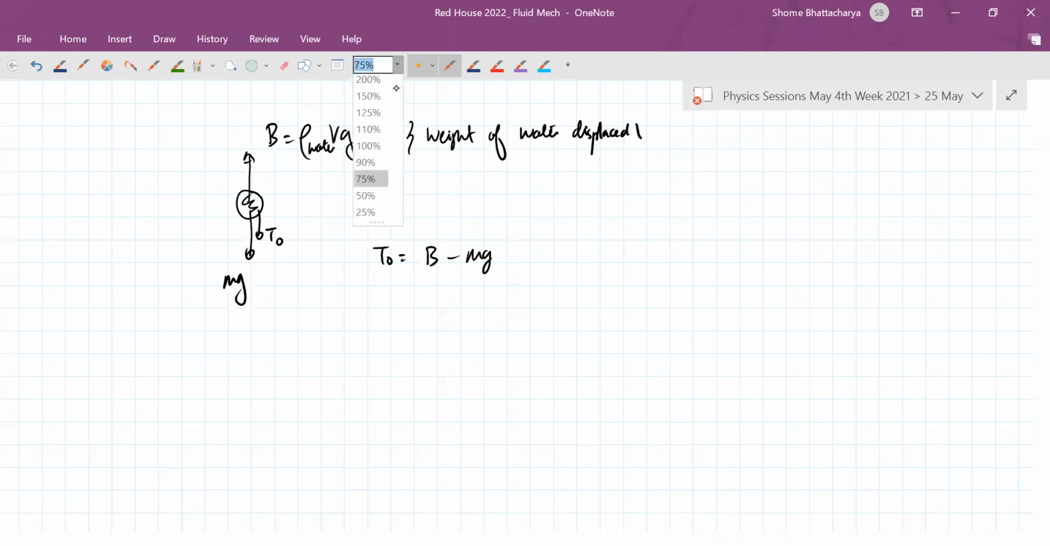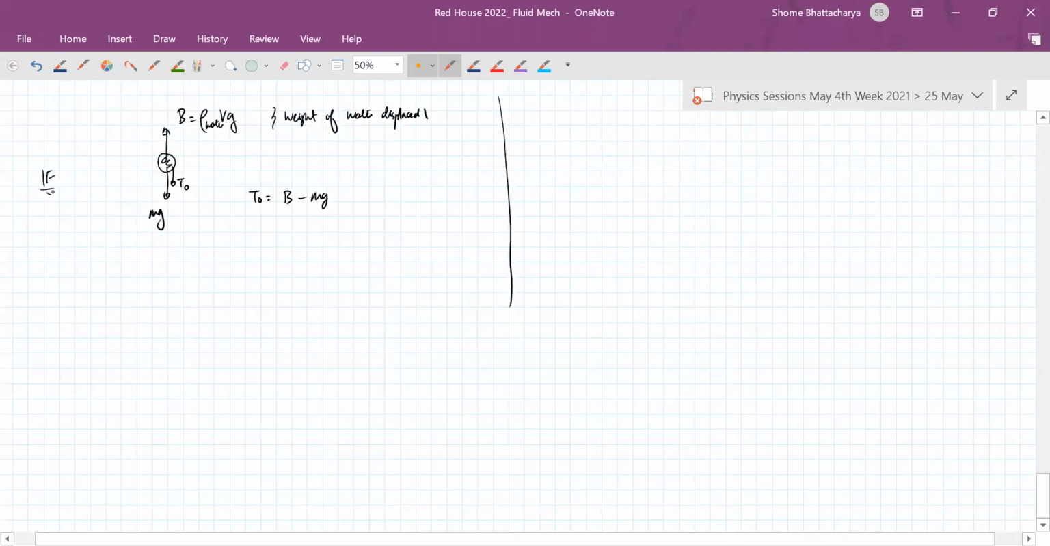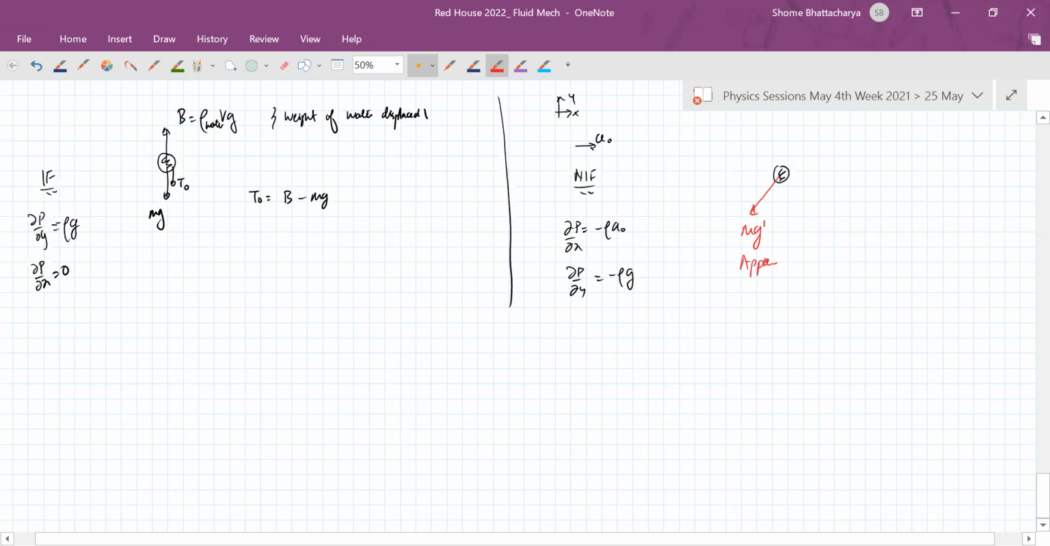Now in the accelerated case, in the non-inertial frame, so remember here in the inertial frame, we had only vertical pressure gradient. Horizontal pressure gradient was 0. Now in this case, we have both vertical and horizontal pressure gradient. So what happens here is that the weight of the object is to be replaced with apparent weight. Okay. This is apparent weight, where G prime is this, and theta is tan inverse A by G.